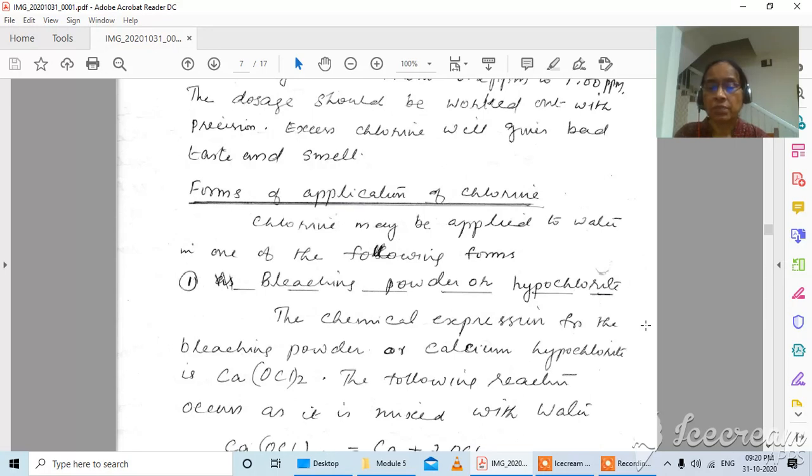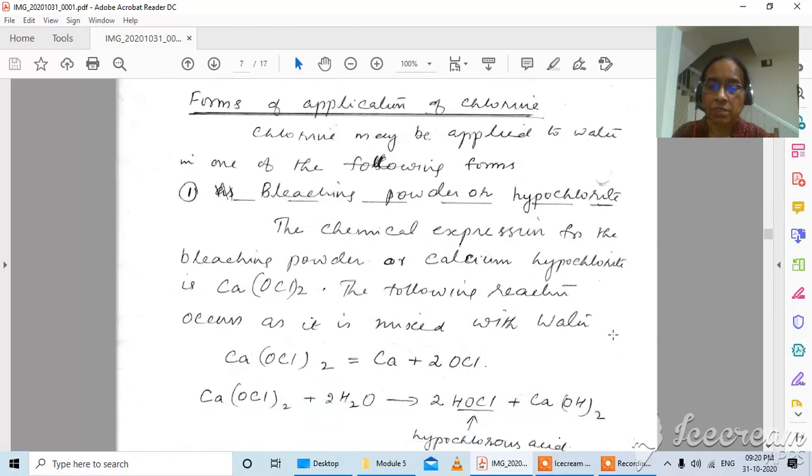The chemical expression for the bleaching powder or calcium hypochlorite is CaOCl2. So that is the bleaching powder, the powder which we used to buy from the labs or some shops. We can buy it, and that particular bleaching powder, its chemical name is calcium hypochlorite, CaOCl2, and the following reactions occur as it is mixed with water. When it is mixed with water, what happens?